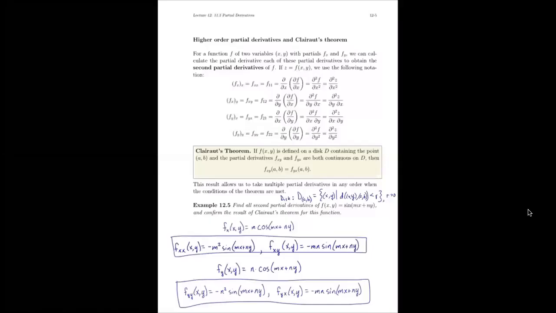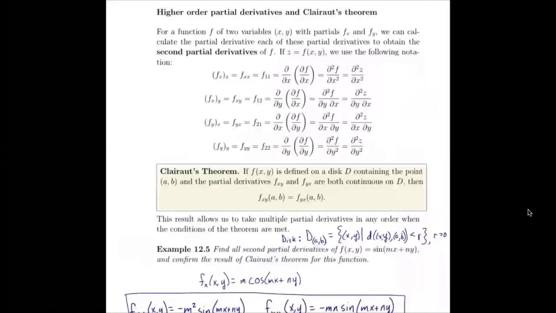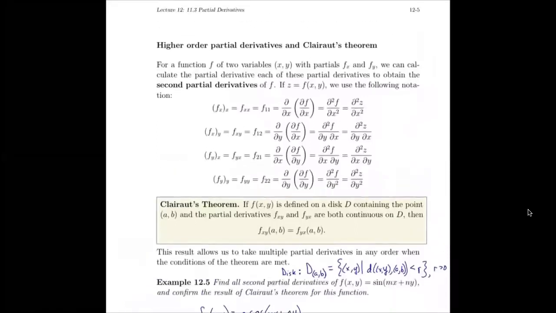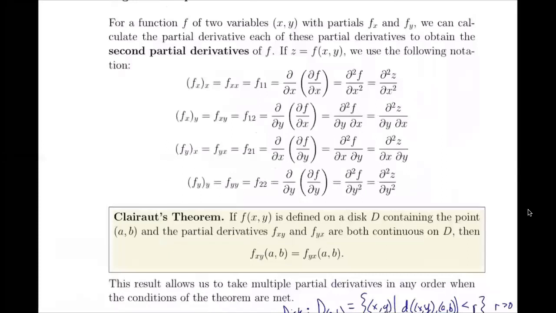The second half of section 11.3 is higher order partial derivatives and Clairaut's theorem. Just like there are second and third derivatives that we can take for functions of a single variable, we can take multiple partial derivatives of a variable with respect to a mix of variables. This is two partials of f with respect to x. We've got partial of f with respect to x, and then the partial with respect to y.